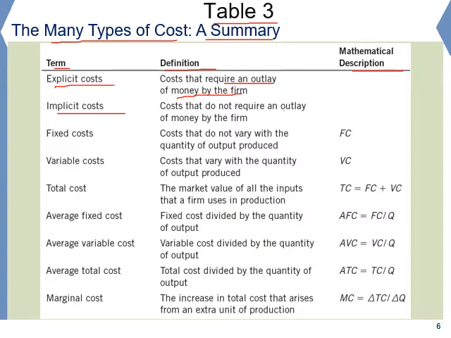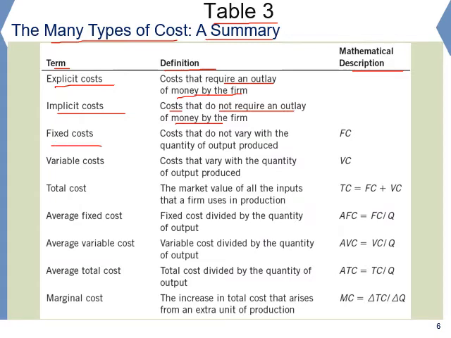Implicit costs, on the other hand, are costs which do not require an outlay of money by the firm. So implicit costs are sacrifices, foregone income, for instance. If someone takes their saving money and starts a business, the interest that she's going to lose on the saving is going to be an implicit cost.